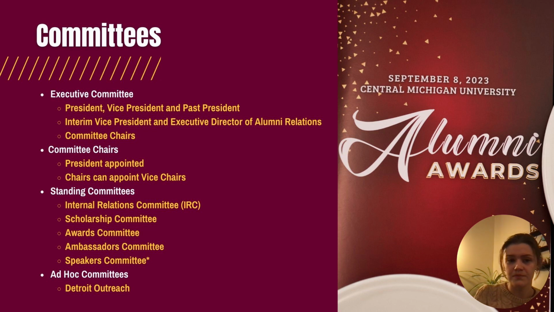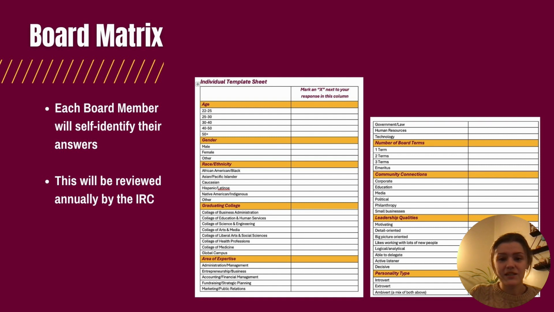The board matrix is a new piece of the binder and a new piece to the association. So every board member would have to self-identify their answers to these demographic questions, and then that data would be reviewed annually by the IRC. And the reason that a board matrix exists is so associations like yours and other organizations can identify the gaps in their membership to make sure they are creating a well-rounded board with diverse perspectives and diverse backgrounds in order to best serve their constituencies.